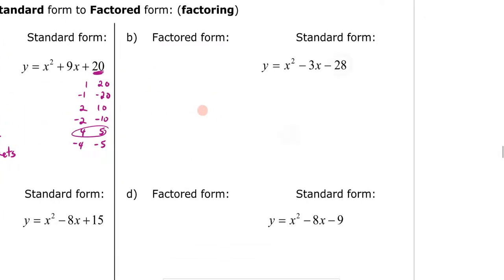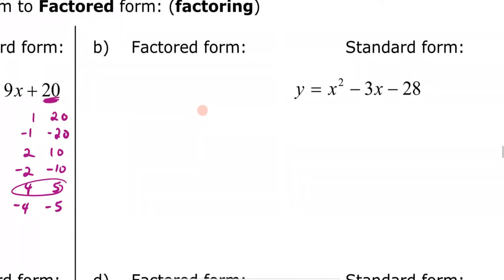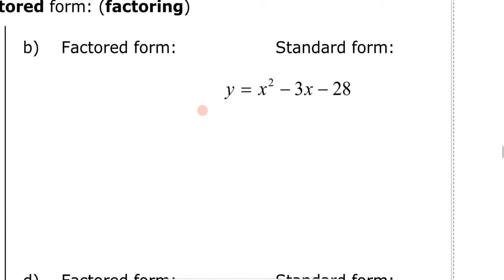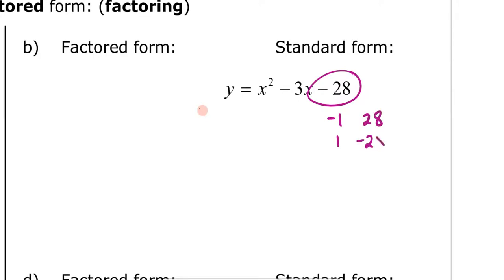Yep, there we go. So here, standard form. You start by writing out all the factors of negative 28. It's minus 28, so you have to say negative 28. Those factors are minus 1 and positive 28, positive 1 and negative 28, negative 2 and positive 14, positive 2 and negative 14, negative 4 and 7, and positive 4 and negative 7.